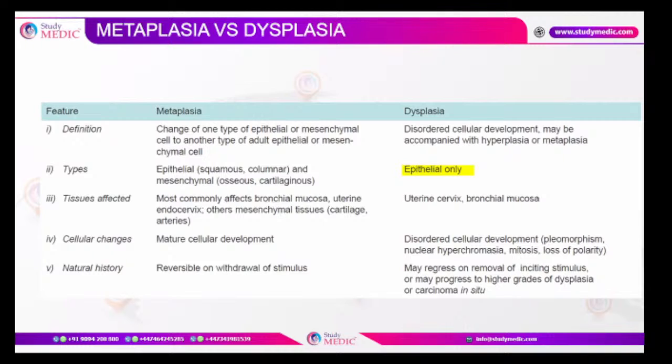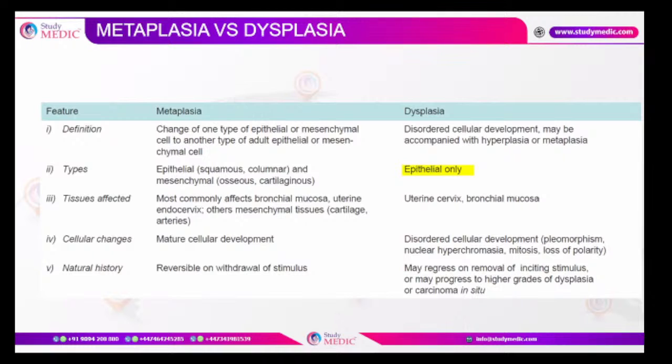And coming to the tissues which are affected, in the metaplasia, we can see the bronchial mucosa as well as the uterine endocervix and the renal pelvis. These are a few examples where we can see metaplasia. And the dysplasia is seen in the uterine cervix as well as in the bronchial mucosa. And coming to the cellular changes, there is a mature cellular development in the metaplasia, whereas in dysplasia, there is a disordered cellular development. And as we've just discussed, the nuclear cytoplasmic ratio would be altered, and there could be an increase in hyperchromatism plus loss of basal polarity. Okay, all of these are features of dysplasia.